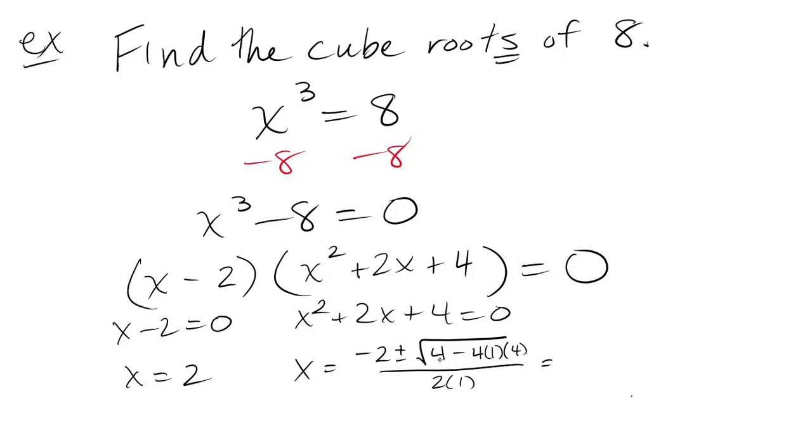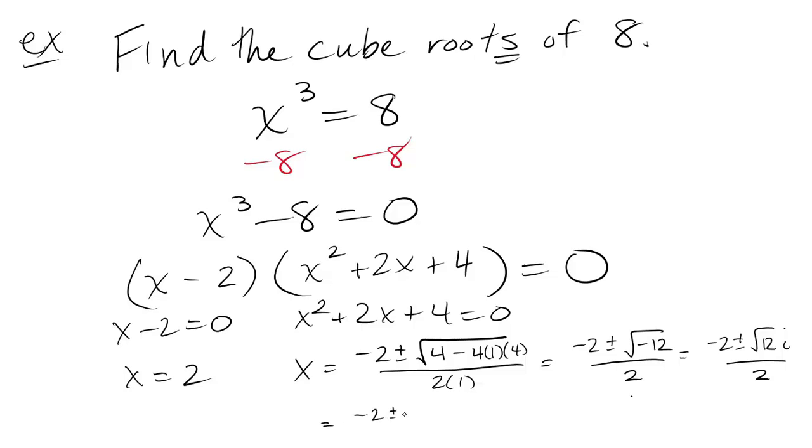Again, let me save some space here and do this arithmetic mentally. 4 minus 4 times 1 times 4 is 4 minus 16, that's negative 12. So this is negative 2 plus or minus the square root of negative 12, all divided by 2. And I can rewrite that as negative 2 plus or minus the square root of 12 times i, all divided by 2. And that answer is okay, I guess, but we can actually take this a little bit further to look a little bit nicer.